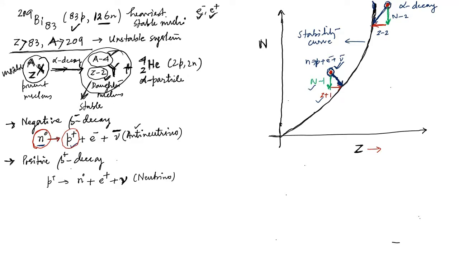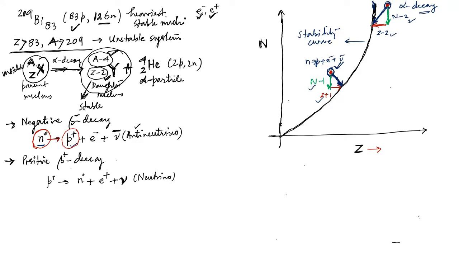Similarly, the system which was here, by doing an alpha decay, decreasing its number of neutrons by 2 and number of protons by 2, finally comes to the line of stability and becomes a stable system.